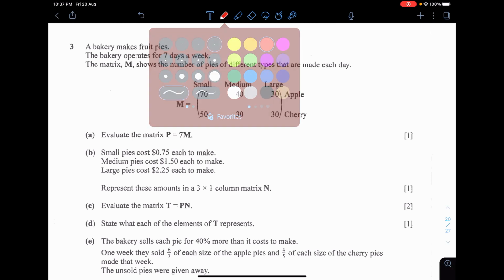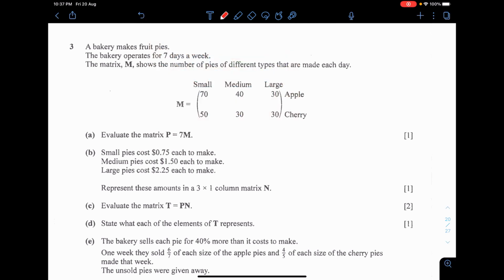Next, a bakery makes fruit pies. The bakery operates 7 days a week. The matrices are shown here. Evaluate the matrix P, which is 7 of M. Well, you multiply everything by 7. So 490, 280, 210, 350, 210, and 210. Simple enough.